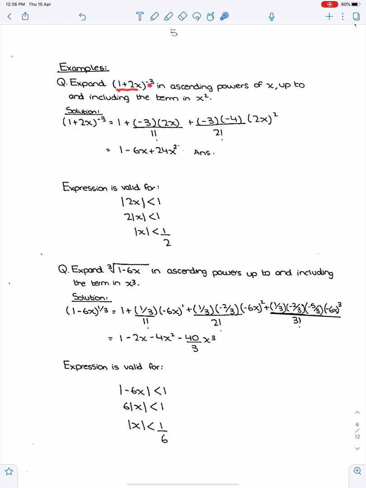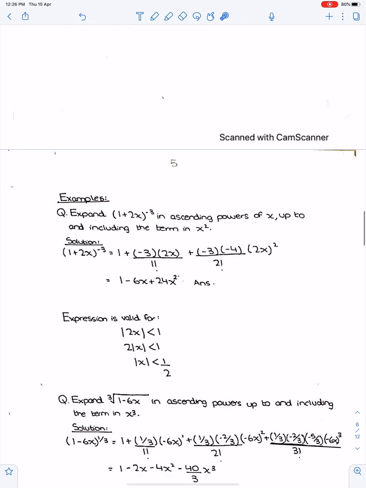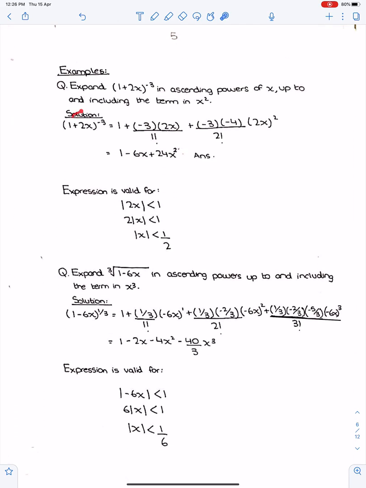Expand 1 plus 2x whole power minus 3 in ascending powers of x up to and including the term in x square, till the third term. So according to this theorem, we can easily expand this expansion. The first term must be 1, then n, which is minus 3, times the second term 2x over 1 factorial, then n minus 1 means minus 4, times the second term 2x whole square upon 2 factorial. This is the simplified form. Now the expression is valid for these values. Use this rule, modulus x less than 1. Now if you replace this x with the second term, which is 2x, you will get the values of x. Bring this to outside the modulus, divide this to here. So this expression is valid for these values of x.